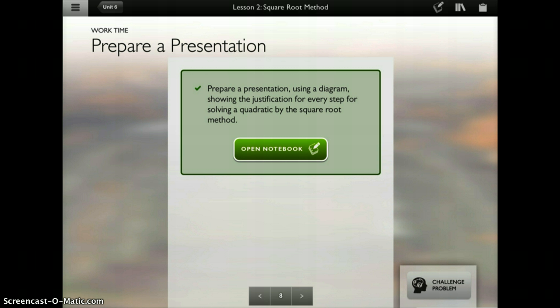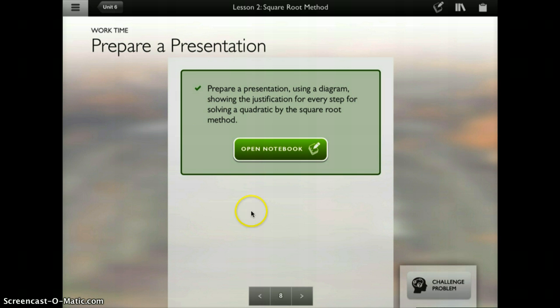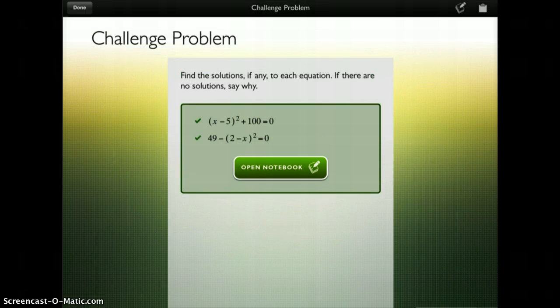So that was slide 8, presentation. Now the challenge problem. Actually, this is from slide 8, the challenge problem down here in the corner. You don't have to do the challenge problem if you don't want to. It's a challenge problem. If you would like to do it, you may. If you don't want to, you don't have to. Remind me, I will go over them in class on Wednesday when I come back, when I see you guys again.